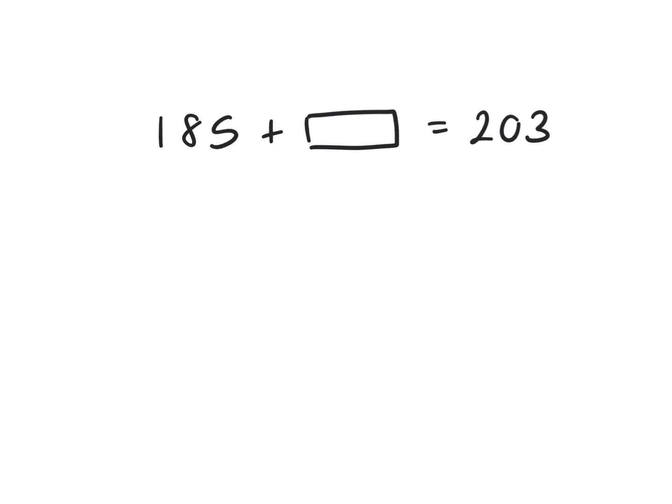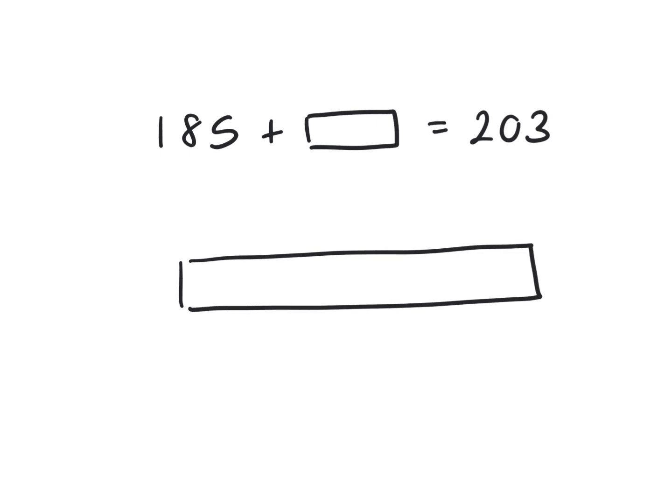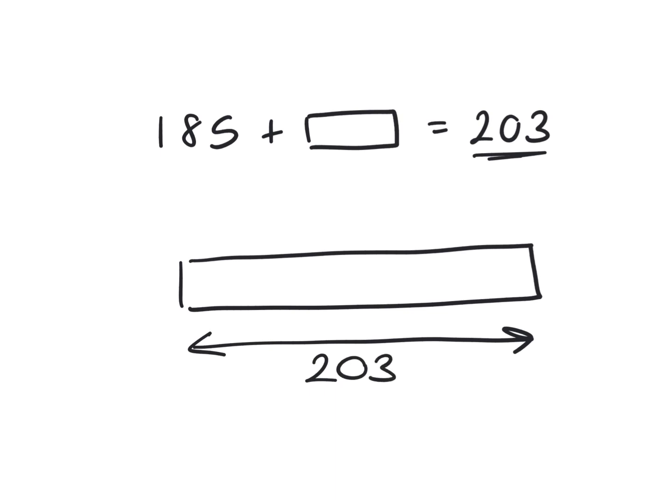And we can also look at some missing number options. So we may have 185 plus something gives us 203. So let's have a look at the calculation. Now, our total is 203. So if we take a bar, and the whole value of the bar is 203. And what I've done, I've got 2 values here. First of all, I've got my 185. Then I've got my unknown value here, and together those will add up to 203.